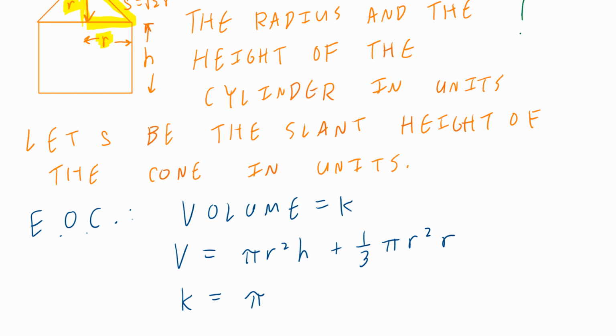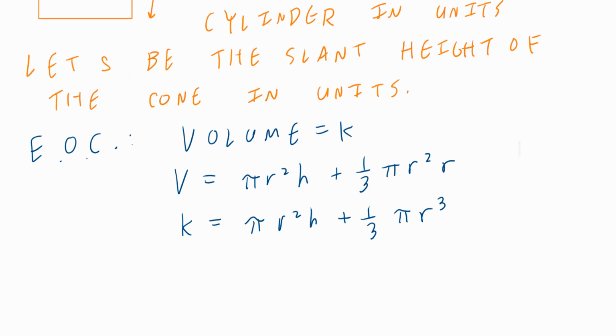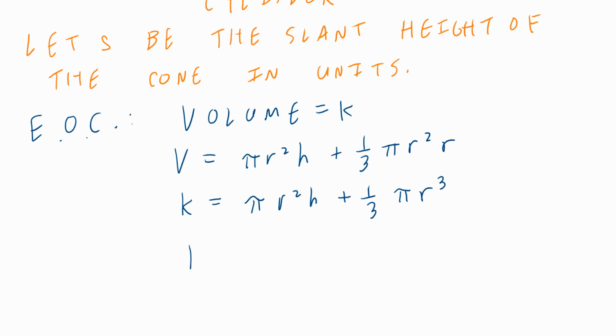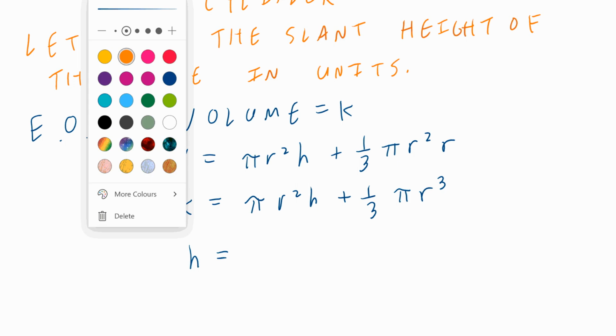And of course, if you collect like terms, on the right-hand side, it's going to be 1 over 3 times pi times r to the power of 3. Now, in a moment, you will discover that we're going to isolate for h just because it's a lot faster than isolating for r. So again, we're going to come back to this in a moment. Leave some space. Let's use the first color again.